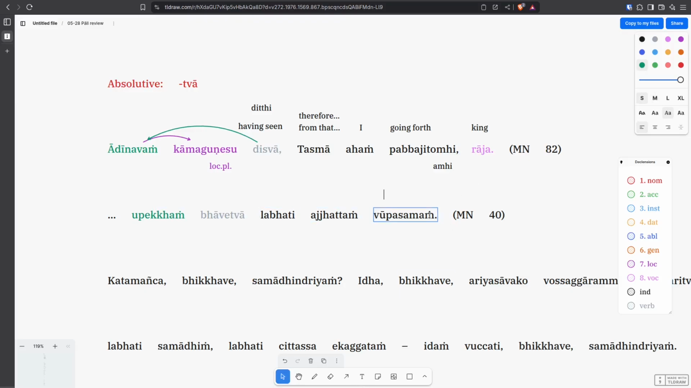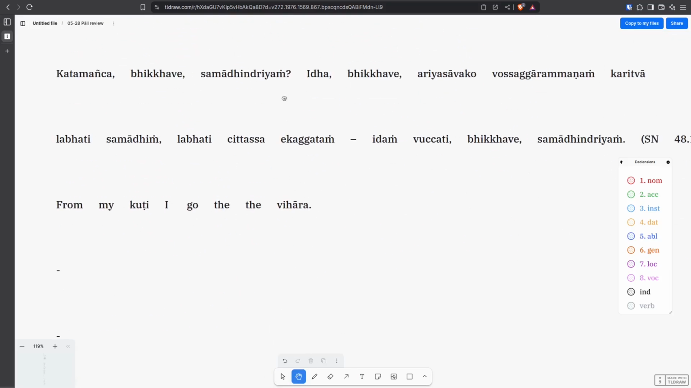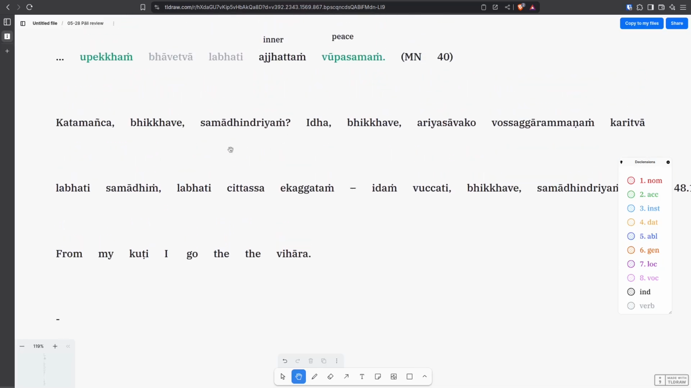Labhati ajjhattam vupasamam. Vupasama is peace or calm. And so that's what we are gaining. Labhati means to get or gain. Ajjhattam vupasamam is inner peace. Another one here. Katamanca bhikkhave. Let's have somebody else do this.